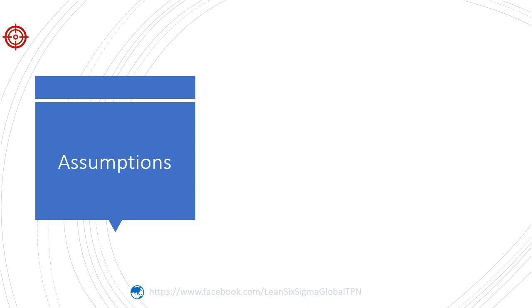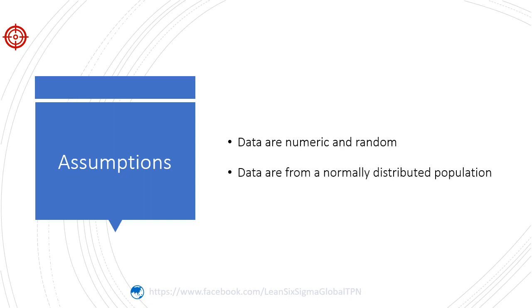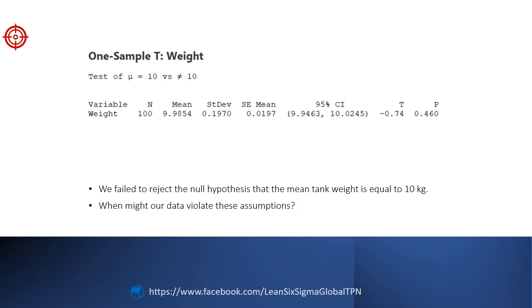Okay, so when performing hypothesis tests, we always make assumptions about the sample data. For the one sample t-test, we assume we have a random sample of numeric data from a normally distributed population. To illustrate, recall the one sample t-test we performed. We failed to reject the null hypothesis that the mean weight of propane tanks is equal to 10 kg. If the weight data do not meet these assumptions, the results of the analysis can be misleading.